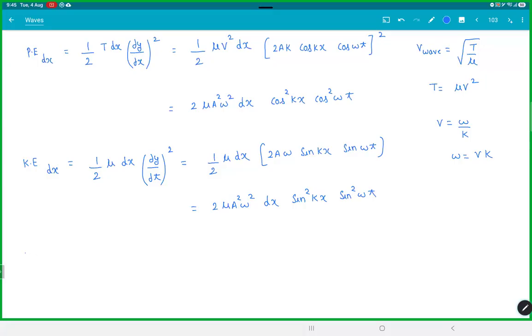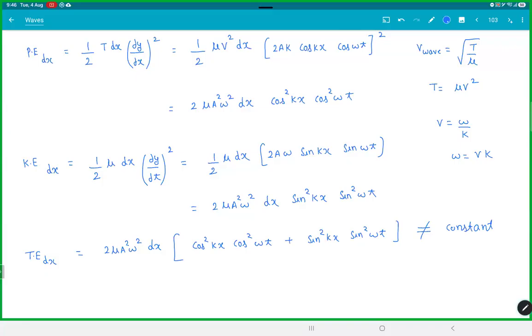Now, if you try to add both of them, the total energy for a segment dx, you might think, oh, something will cancel and they'll become constant. No, they won't become constant here, because look at that function, how it is looking. Cos square kx, cos square omega t. There is no way to simplify this. Plus sine square kx, sine square omega t. This is not constant. That is how the function looks for a segment.